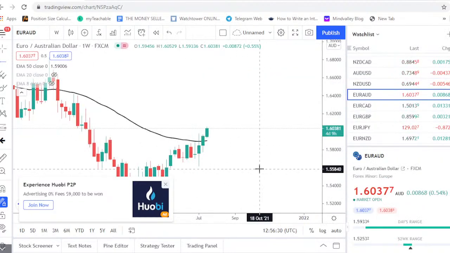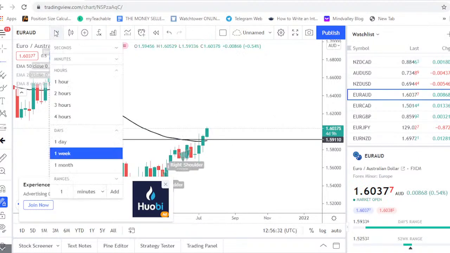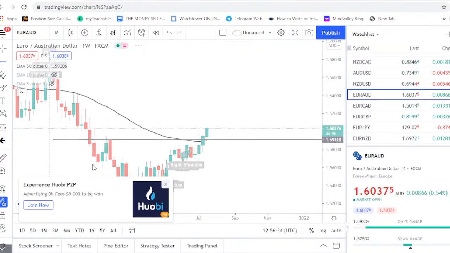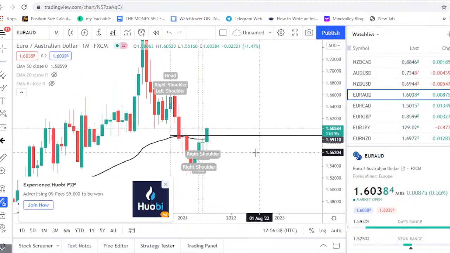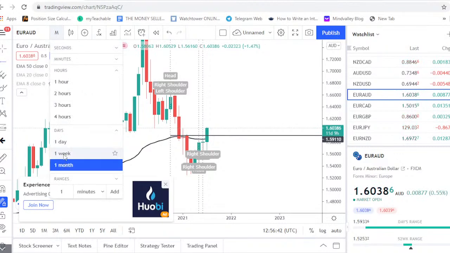Euro AUD, this is going bullish. Last week's candle closed bullish, and it is also still pushing up. Let's see what we had there. Okay, they all look bullish. Back to the weekly.